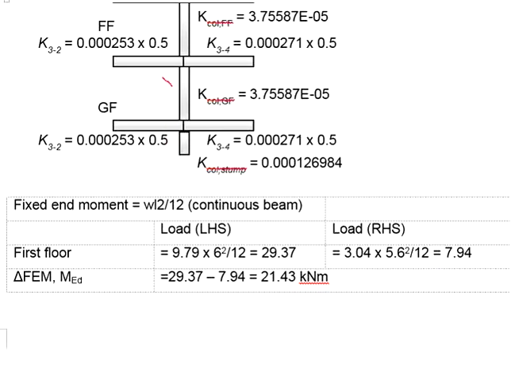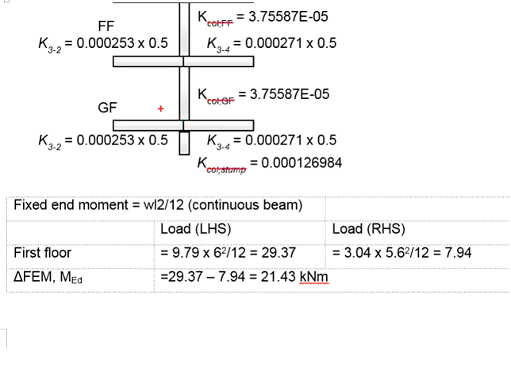It means that the fixed end moment here is equal to 29.37, whereas the fixed end moment here is equal to 7.94 kNm. These two fixed end moments counteract each other. The balance will be the difference between the two fixed end moments, which eventually equals 21.43.